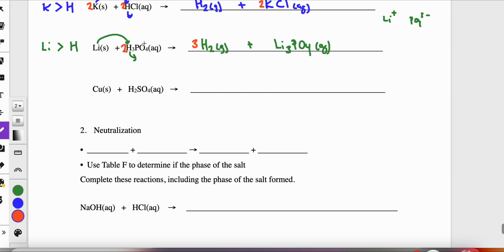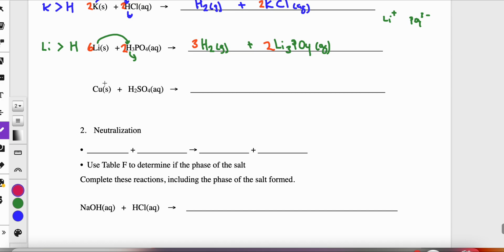But that tells me there are 2 units of PO4. And over here, there's only 1, so I have to put a 2 in front of that. So now I have 2 units of the PO4, but it makes my lithium count 6. So I've got to come over here and put a 6 in front of the Li. So now it's balanced.